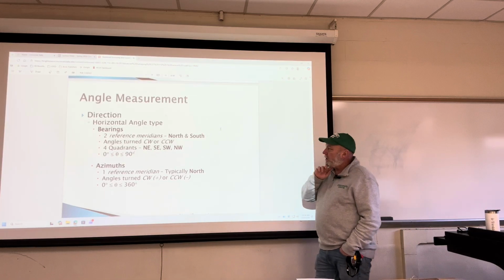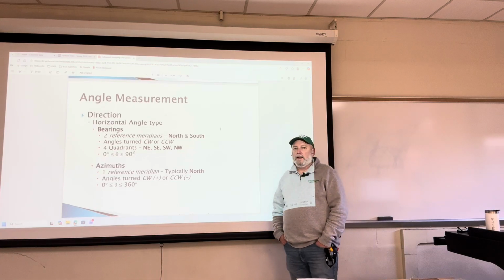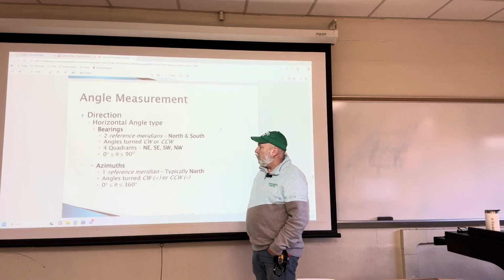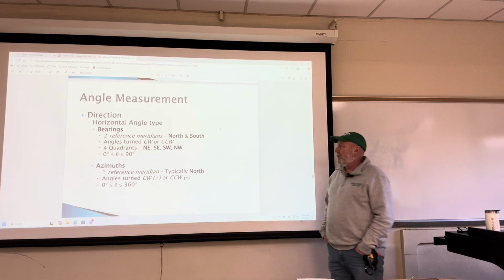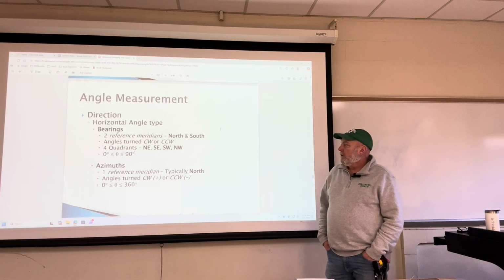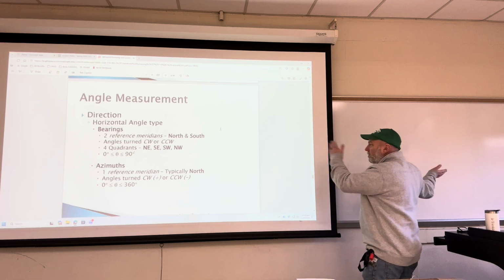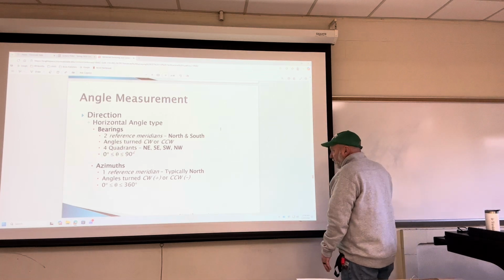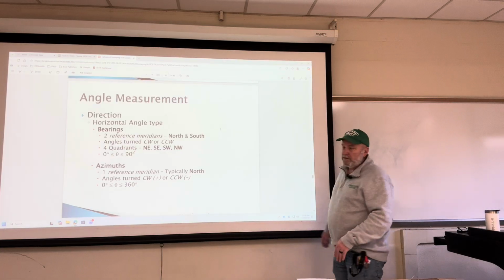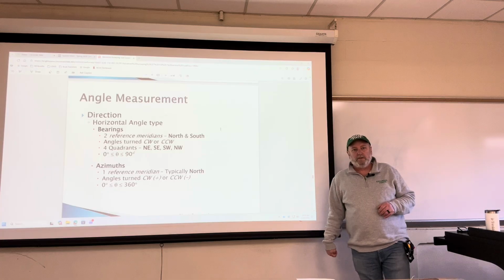They are turned clockwise or counterclockwise, never greater than 90 degrees. So they fall into four quadrants: your northeast quadrant, southeast quadrant, southwest quadrant, northwest quadrant. They always start at north and go either to the east or to the west, or they start at the south meridian and go to the east or go to the west. Never greater than 90. Does that make sense?